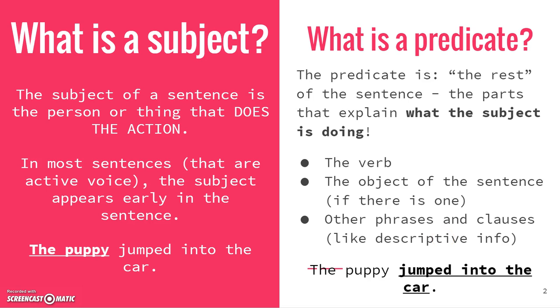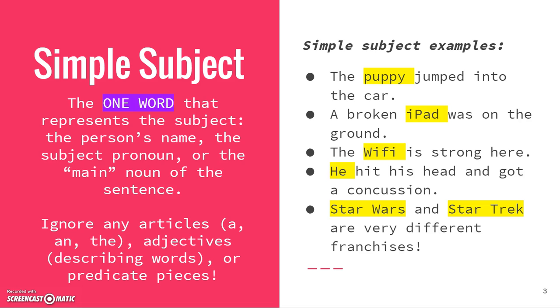However, you might get asked to describe what the simple subject or simple predicate are. First, the simple subject is the one word or few words that represents the subject. Just the name, just the subject pronoun, or whatever the main noun or topic of that sentence is. If we only want the simple subject, you can ignore any other articles, adjectives, describing words, or predicate pieces. We only want the bare bones.